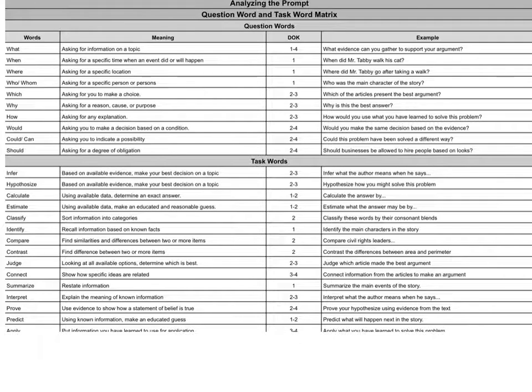Looking at the matrix, I can determine that when I'm asked a question word how, it means I need to provide an explanation. And I look down here at the bottom and I don't see use. This is going to happen from time to time as there are too many task words to put on the matrix, but I know that use means that I have to provide something. So now I look back at the prompt again.